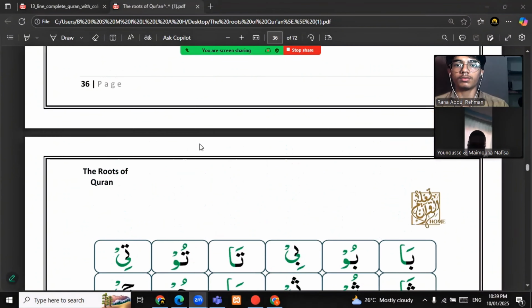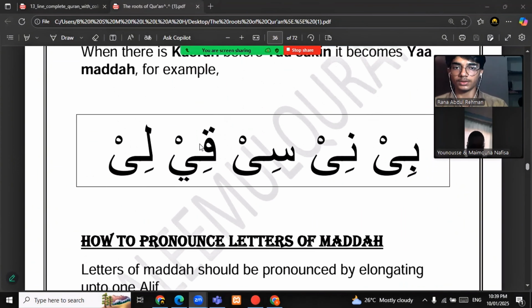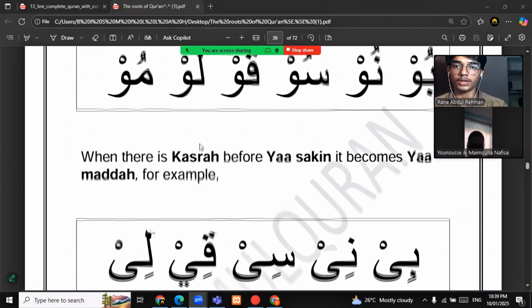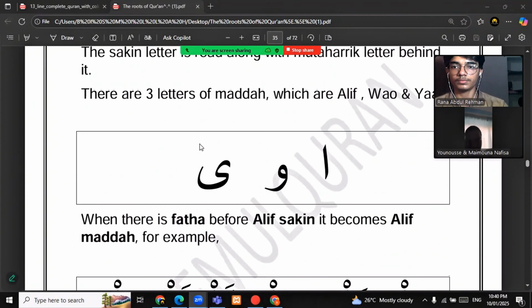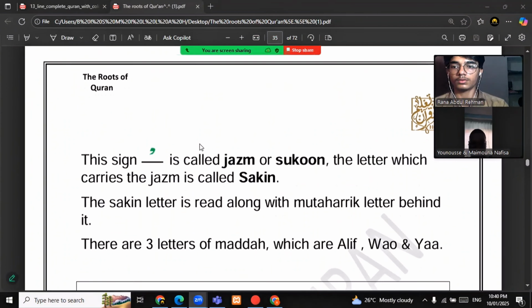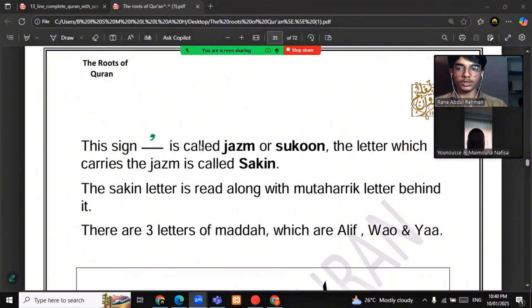Okay. In this lesson, we learn about Madda letters. There are three Madda letters. Let me show you. I will explain from the beginning. We are learning in this lesson about Madda letters.